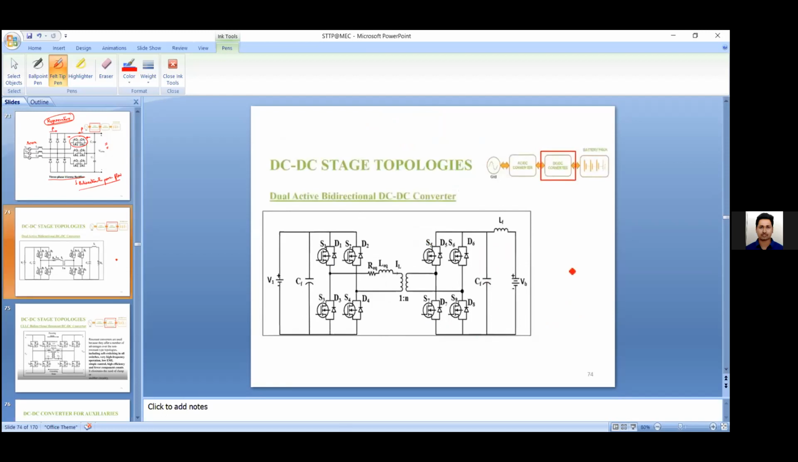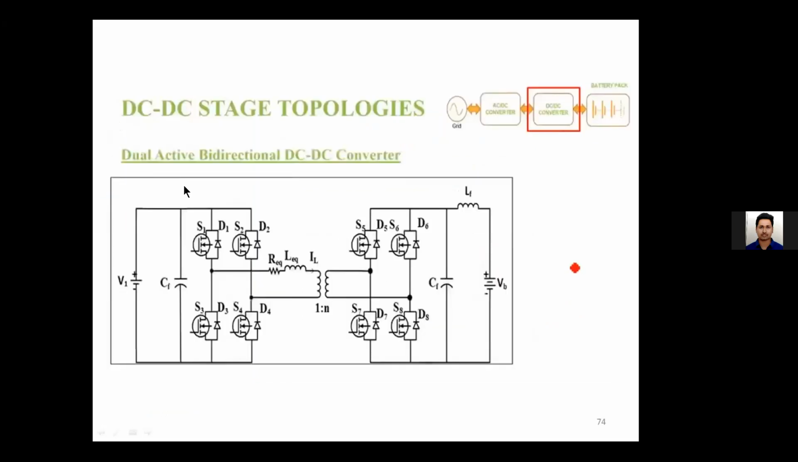So till now we have seen AC to DC. In between, if you have observed, DC to DC is also there. So here you can see from the grid, initially we want AC to DC, and again DC to DC conversion. So let us see some DC to DC configurations which are generally utilized.